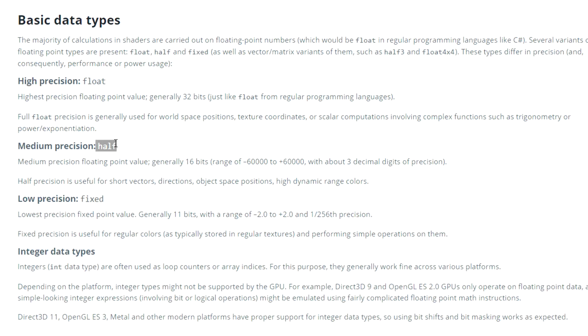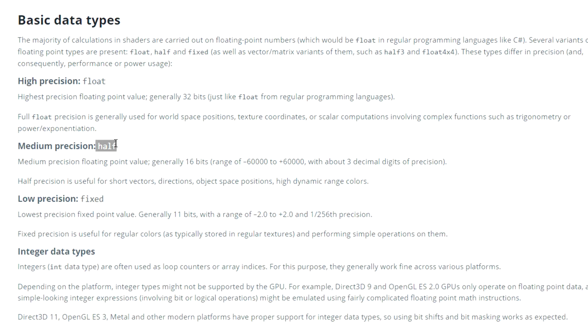Well, you want to use a float where you know the numbers are going to be pretty big and you're going to need 32 bits to adequately represent them. An example would be world space positions, for example. Your world is generally pretty big, and therefore so too will your world space vertex positions. You're also going to want to use them in cases where you really need the most precision possible, the maximum number of decimal places to get an accurate computation, such as when performing scalar computations involving complex functions such as trigonometry, or when calculating texture coordinates, for example.